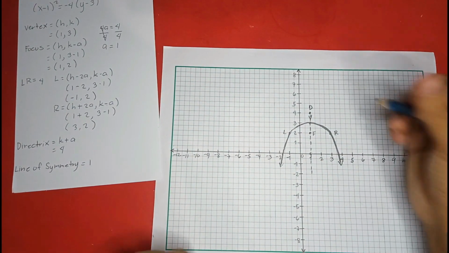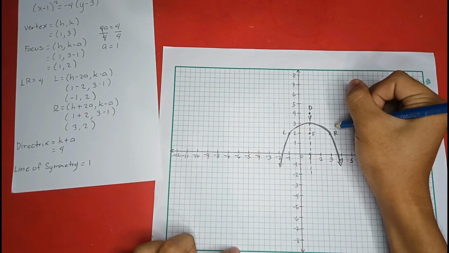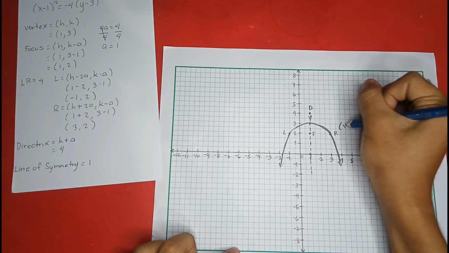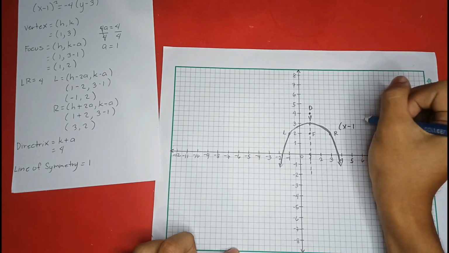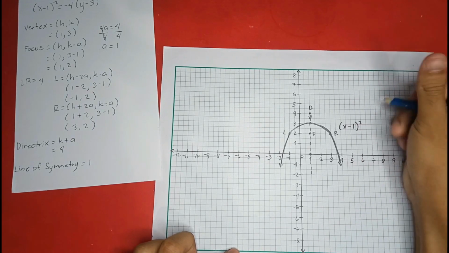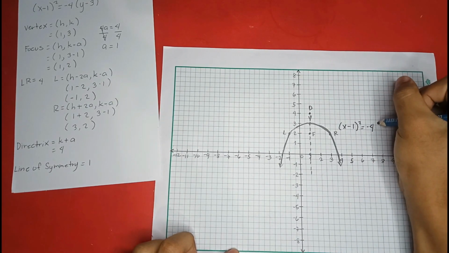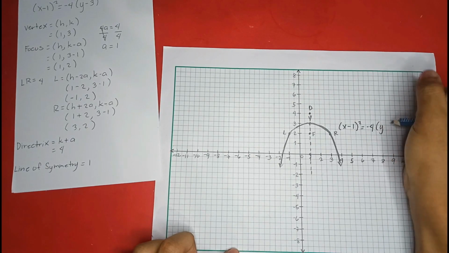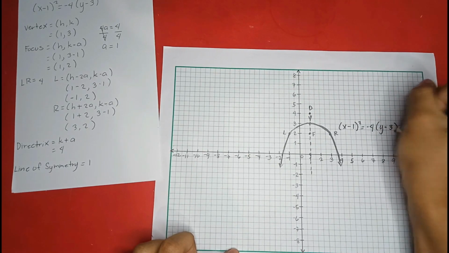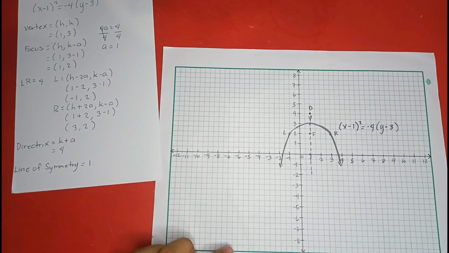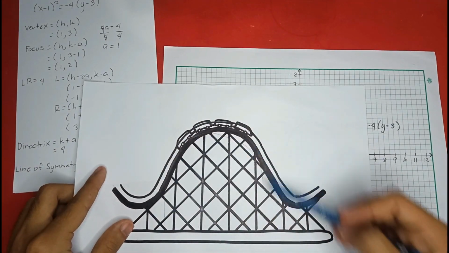Now that's the parabola. Our parabola equation is (x - 1)^2 = -4(y - 3). Just like in a roller coaster, it opens downward.